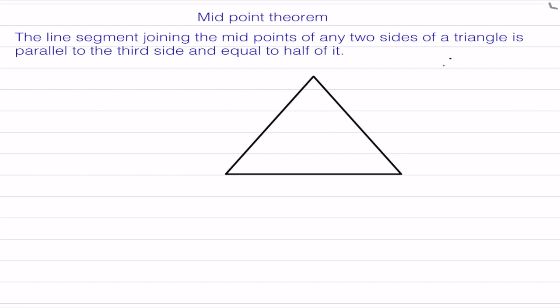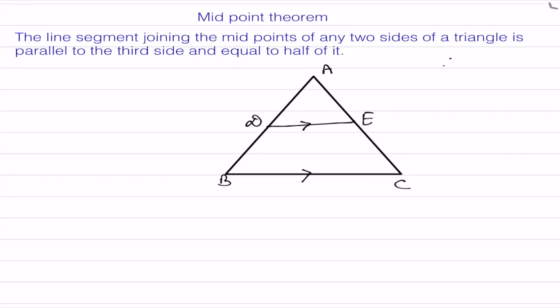The line segment joining the midpoints of any two sides of a triangle is parallel to the third side and equal to half of it. So what is this? In triangle ABC, the line segment joining the midpoints of any two sides of the triangle. So I am taking, let D and E be the midpoints of AB and AC. It could be of any side. The line joining these two midpoints is parallel to the third side and equal to half of it.